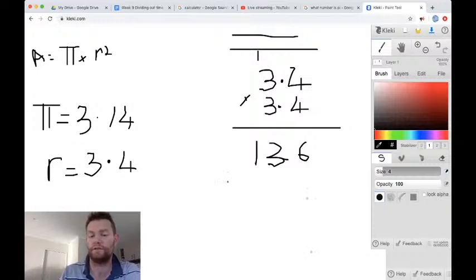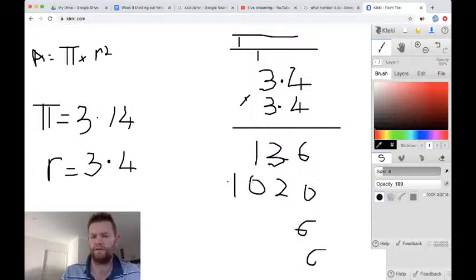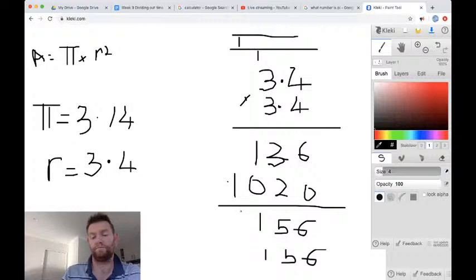Now we go 0 there. And 3 times 4 is 12. And 3 times 3 is 9, plus 1 is 10. 6, that line there, 6, 5, 1, 1. Now there's 2 decimal places, so we would put the 2 decimal places in.